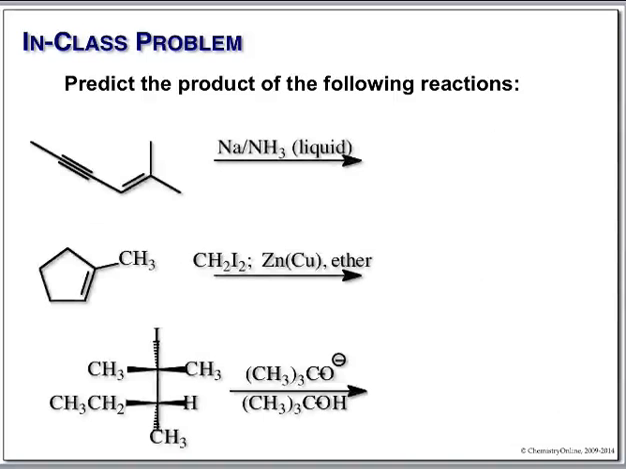Now, sodium in liquid ammonia, dissolving metal reduction. We know that that will reduce an alkyne, but it does not reduce an alkene. So there's some selectivity there. This is going to give us the trans alkene. So this guy is reduced to a trans alkene, which means the product is our conjugated diene.